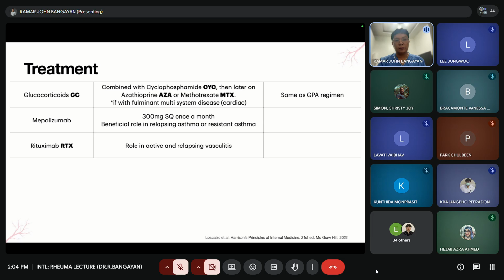So how do you treat patients with EGPA? Then you can start with glucocorticoids, then you can combine it with cyclophosphamide, methotrexate, azathioprine, depending on the presence of your internal organ damage or involvement. So same as your GPA regimen. So here are the other biologics that you can use if it's relapsing, if it's non-responsive to your immunosuppressants.